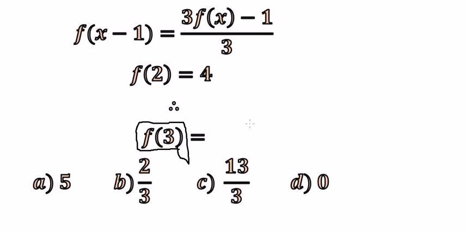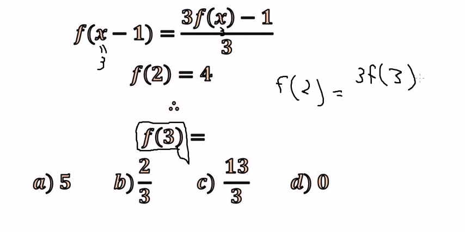So now I will show you the technique. We put x equal to 3 in here. So you get x equal to 3 in here. 3 minus 1, you get f of 2 equal to 3 f of 3 minus 1 over 3.